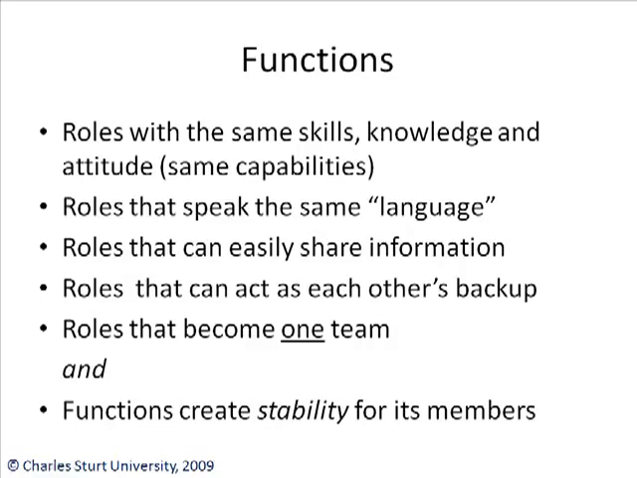Also, if you look at the roles and the people working in functions, they can often act as each other's backup. So if one person isn't there, the other can pick up the work and continue with it. So roles in a function typically become one team. There's a real team spirit within a function because you all feel happy in your role and you know what it's all about. So it really creates stability. A functional environment creates stability for all the members working in that function.